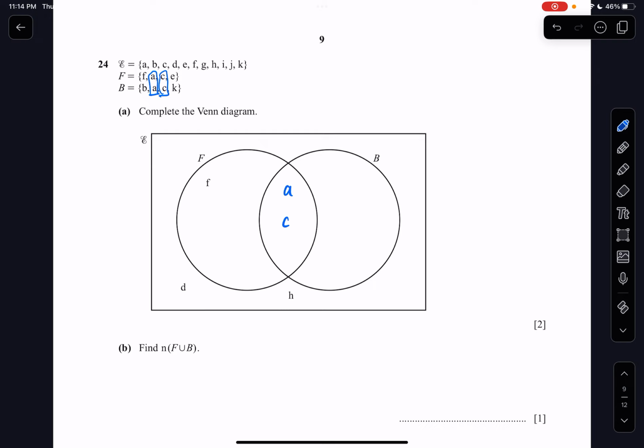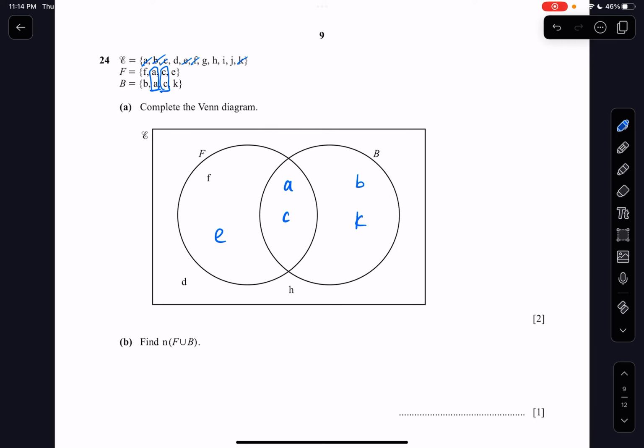So E will be in set F, and B and K will be here. So let's mark out what we have. I have A, I have B, I have C, I have E, I have F, and I have K. The rest is not in these two circles, so it will be outside. D and H are already here, so I'm left with I and J. Let's do a quick check.